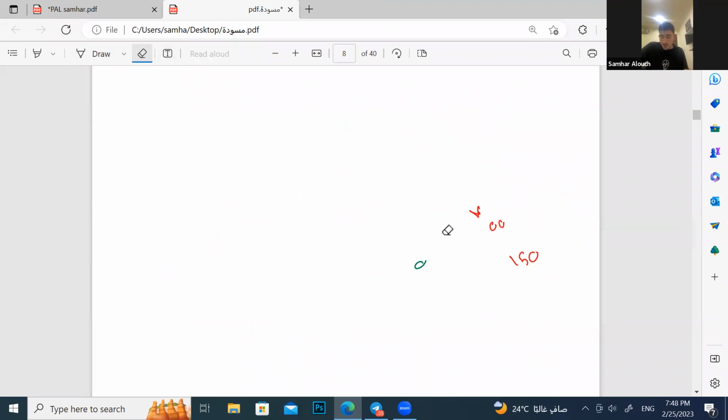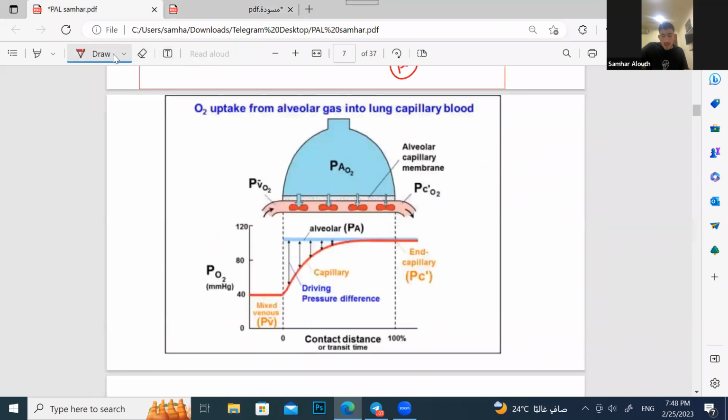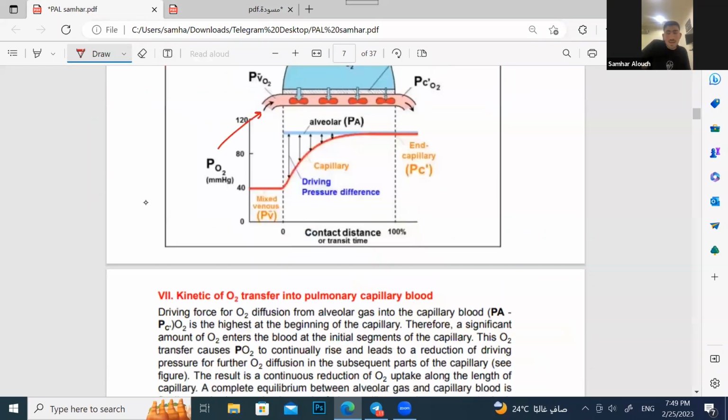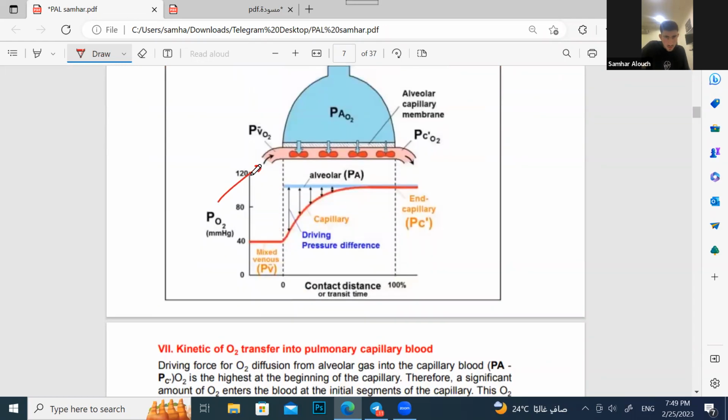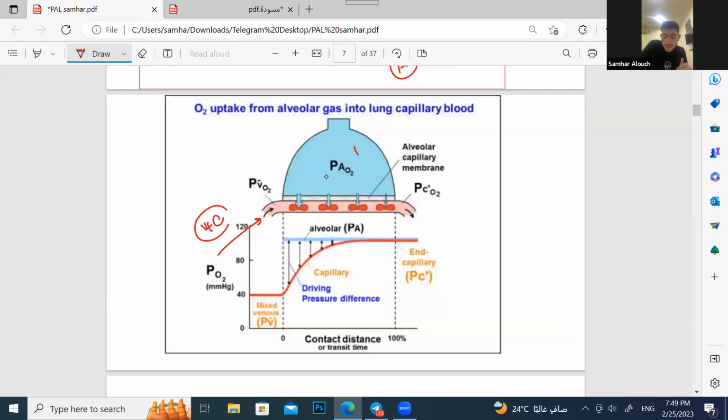This is the most important concept here. So let's go back here. As I said, once the blood enters the capillary, its pressure is 40, not zero. Zero was for the example, but in real life, it's 40. So it enters as 40, and in the alveoli, it's actually 110. Please memorize this number. Once it enters the capillary, it's 40, and the alveoli is 110.